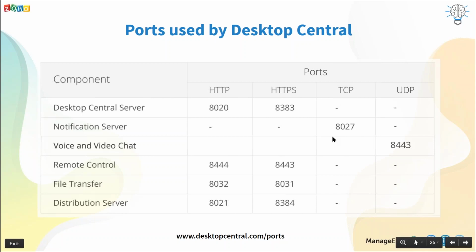And apart from these 2 ports, there are other optional ports that you need to be having opened. The important ports are listed on the screen. You can keep the respective ports open as per your requirements. And there are also a few other ports. You can view them using the link that is shown at the bottom of the page. This will give you a better idea about the ports that are required for the agent to communicate with the server.